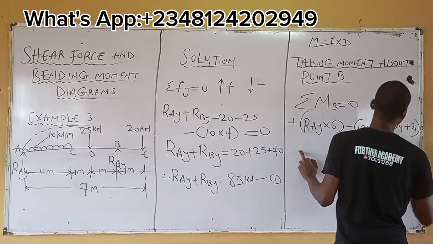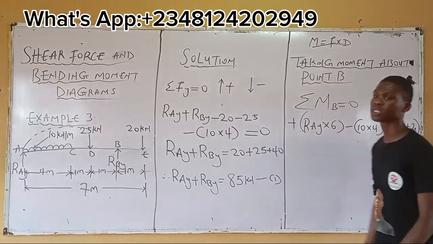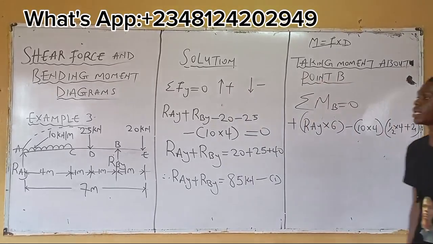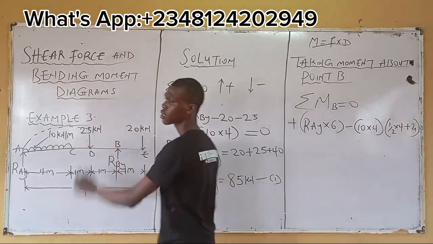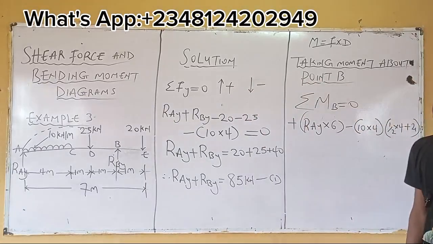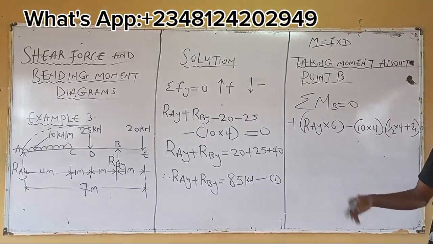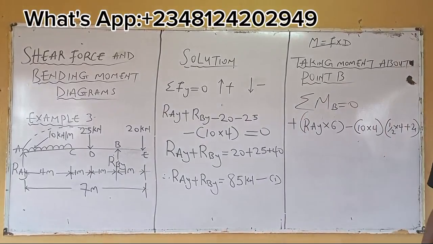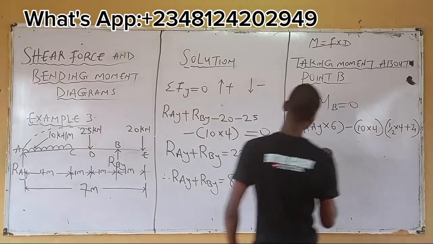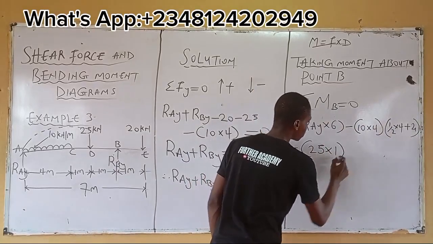The next force you'll be seeing is what? 25 kilonewton. Same idea. So the moment of 25 kilonewton becomes 25 times what? 1. Now ask yourself, is it going in a clockwise or anti-clockwise direction? Anti-clockwise. It then becomes negative 25 times 1.